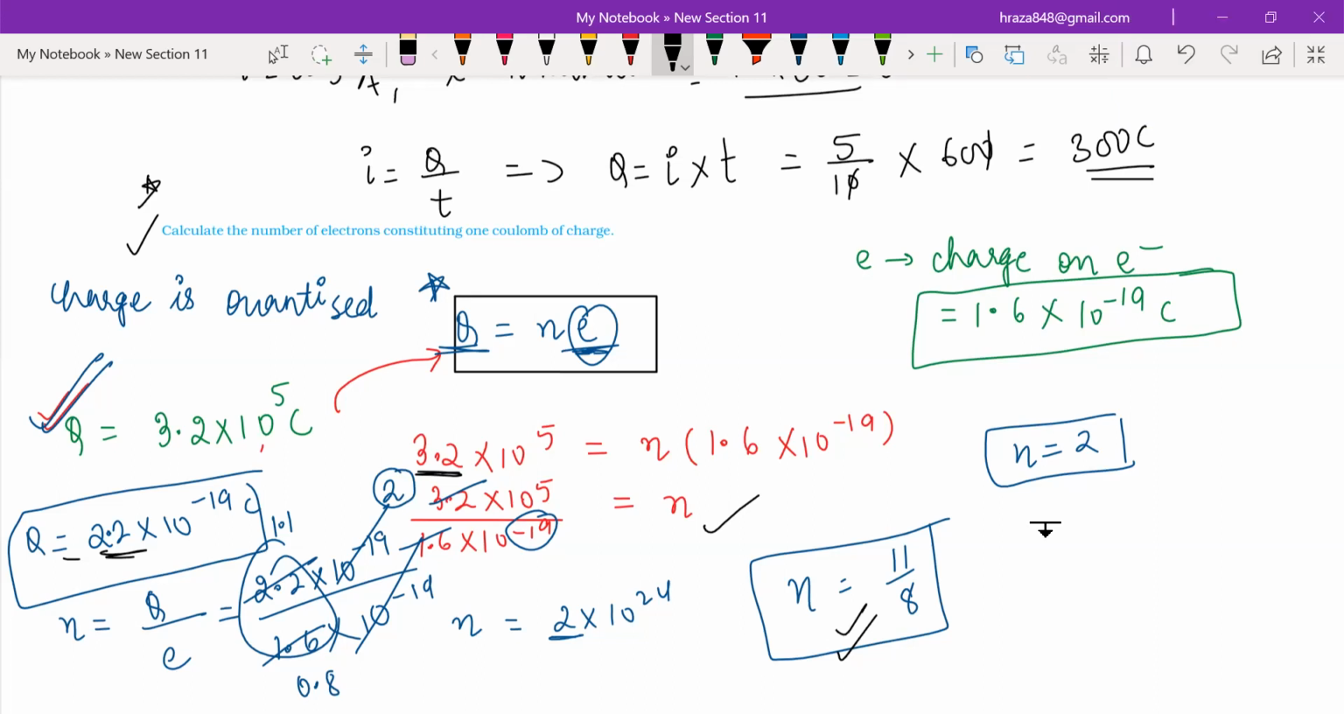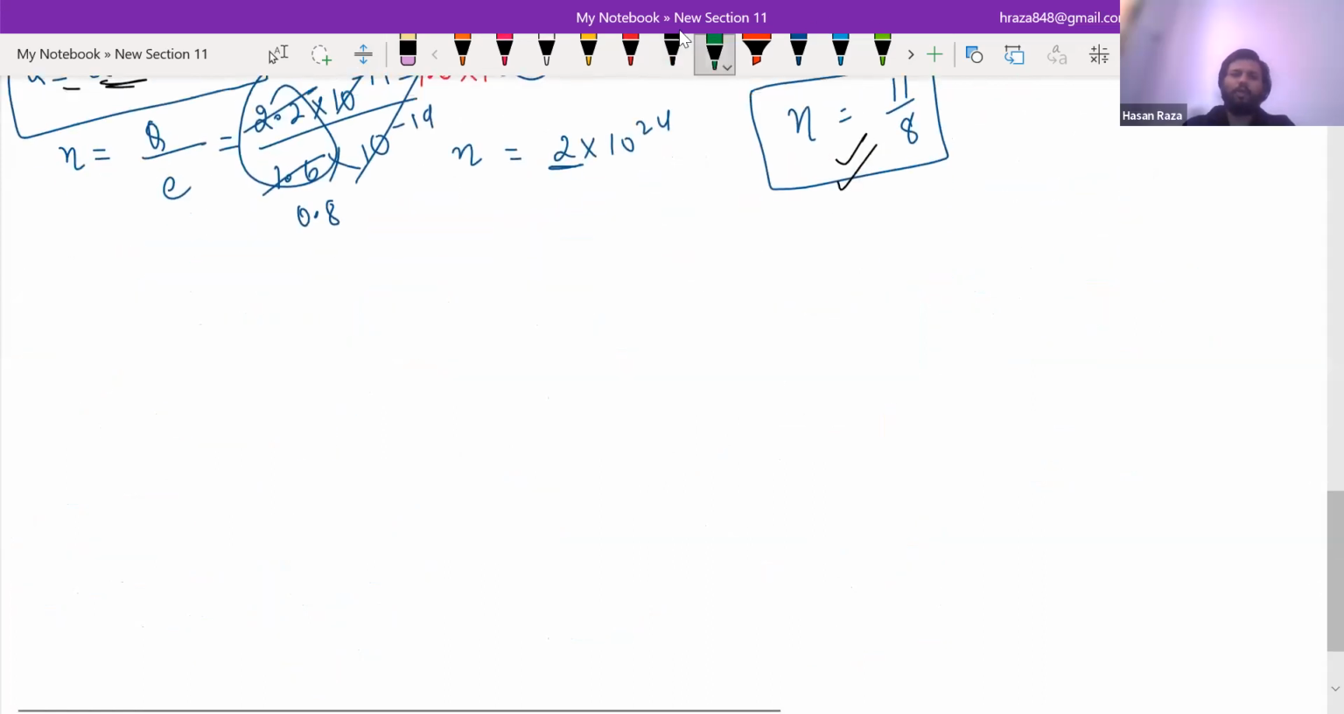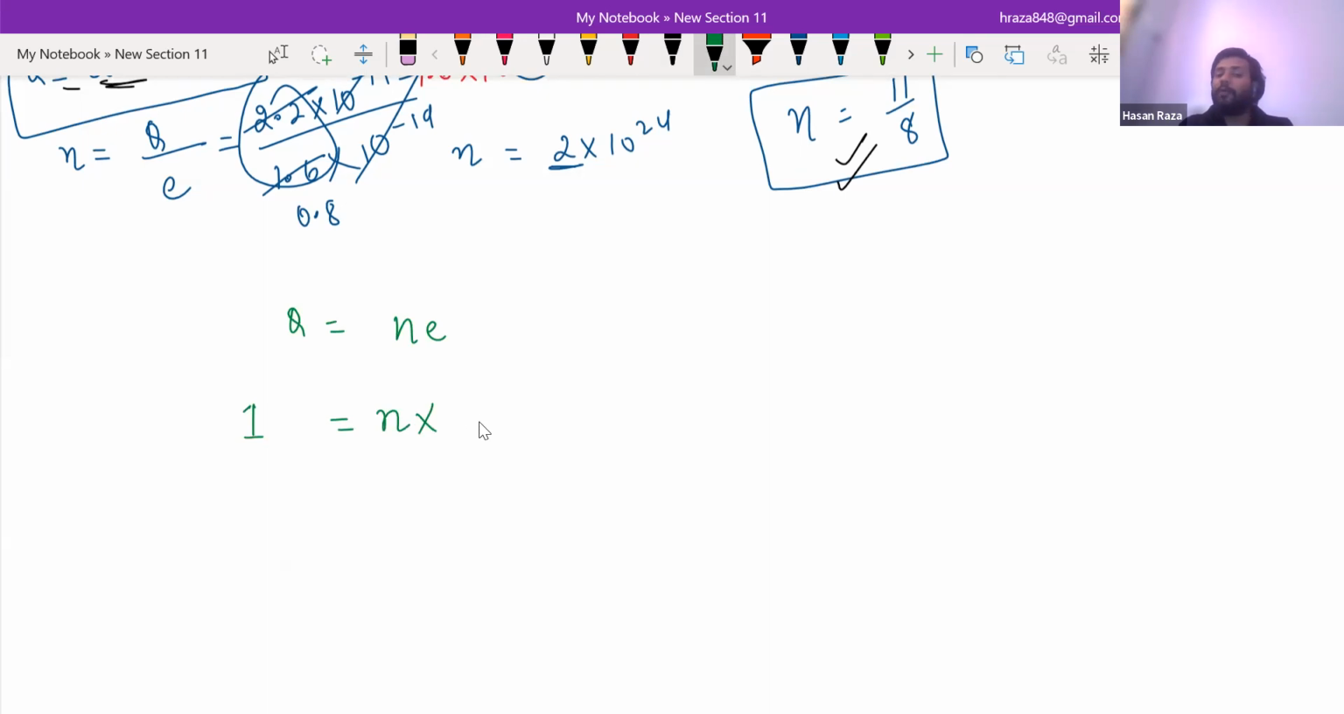Yes. All I want to say is that you need to remember this formula Q is equal to n e. In the question it is given to find the number of electrons that constitute 1 coulomb, which means the charge is 1 coulomb and we need to calculate n. What was the question? The number of electrons constituting 1 coulomb of charge.